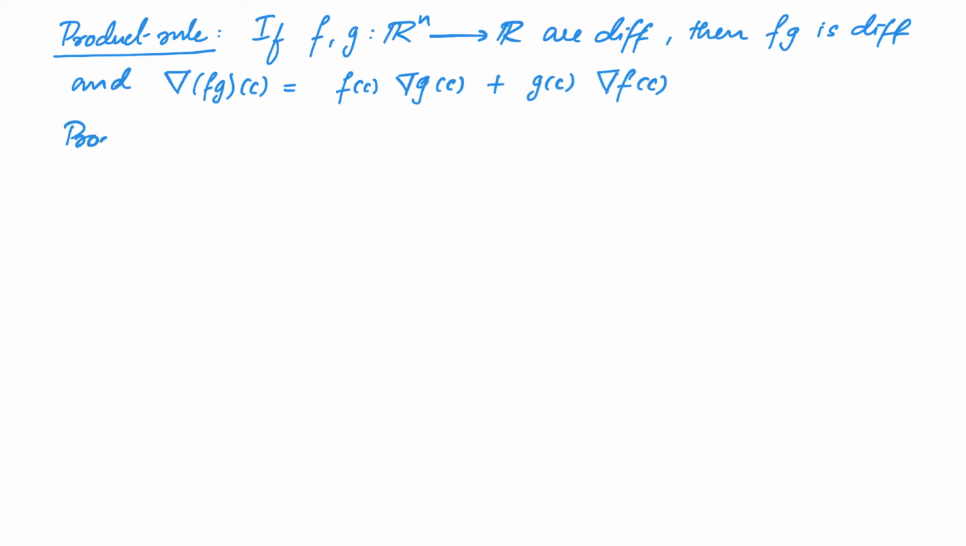Let us go through a proof of this result. First, we will look at a special case when f of c and g of c are both equal to 0.